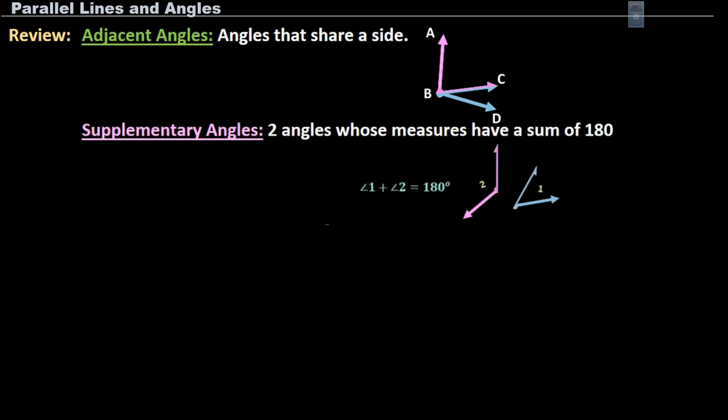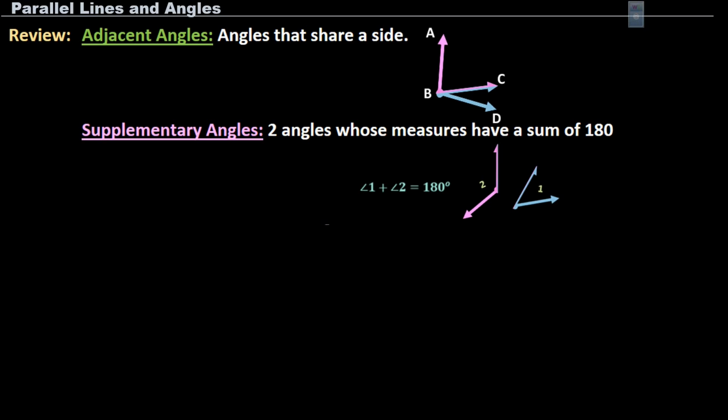We also have supplementary angles. Supplementary angles are any two angles whose measures together, the sum of their measurements, equals exactly 180 degrees. Now, if you notice in the diagram, angle 2 and angle 1 are not connected. They're not touching. Supplementary angles do not have to be adjacent to each other. Just the measurements together, their sum, has to be 180 degrees.